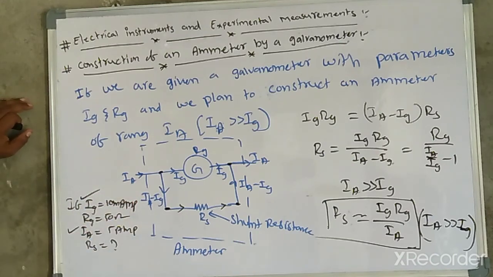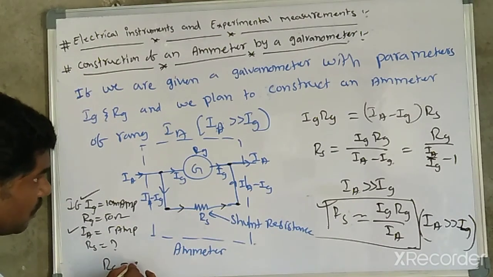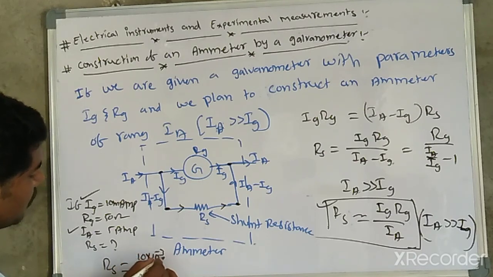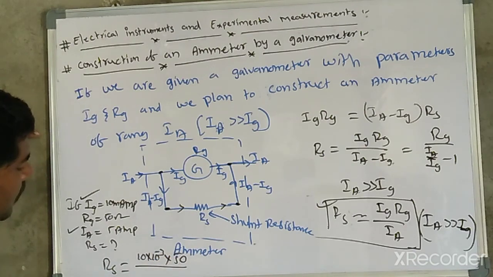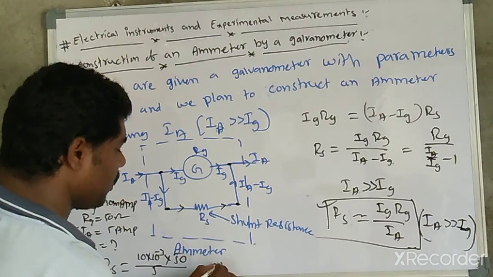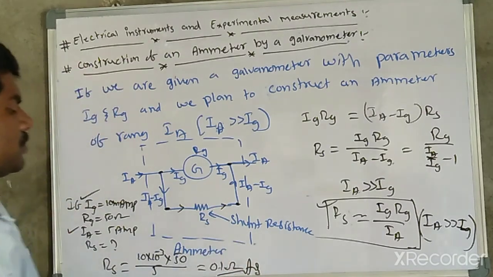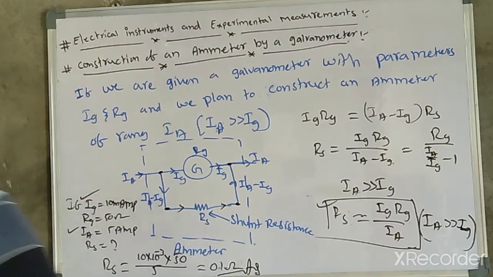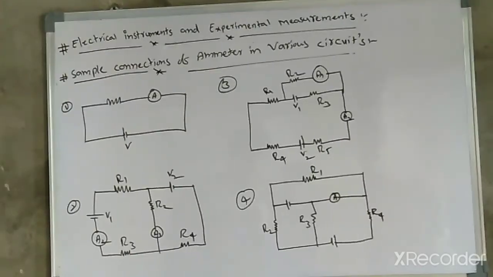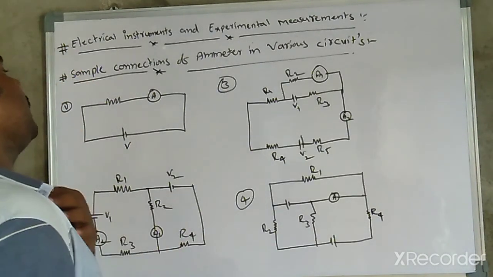In this case, compare the Ia value and the Ig value. The Ig value is very negligible, so you may use this formula directly. Rs is equal to Ig, which is 10 into 10 to the power minus 3, into Rg, which is 50, divided by Ia, which is 5. So this value is nearly equal to 0.1 ohms. This is the answer to the question. Like that you may calculate. While doing numericals, this method is very important.